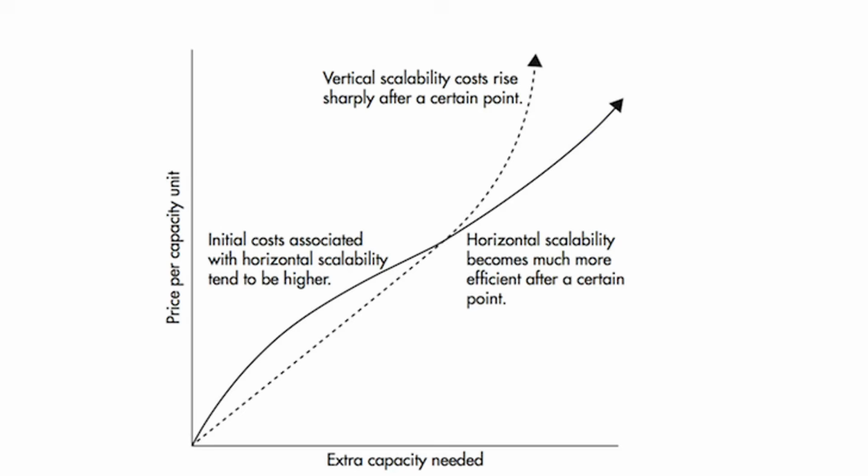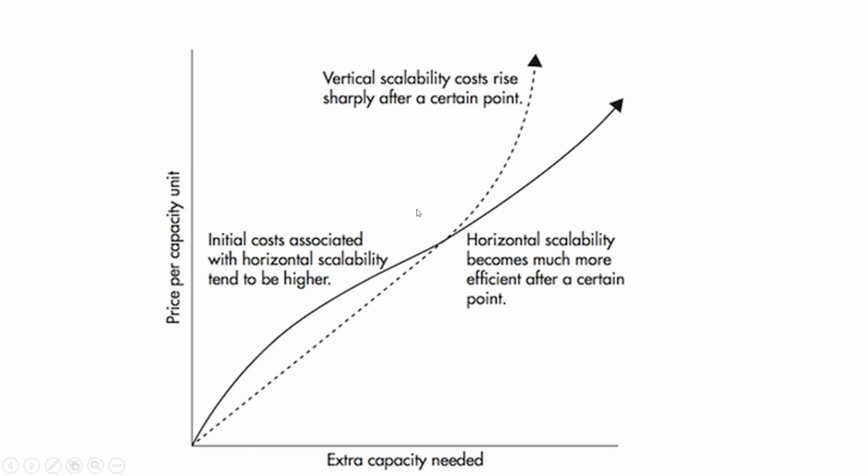And finally, to summarize everything in a single chart, we can see our extra capacity and our price. Initially, with horizontal scaling, you can see the price is higher because of that extra complexity, but as we begin to scale, it becomes more linear because we've paid the upfront cost of designing our system to be able to scale horizontally.